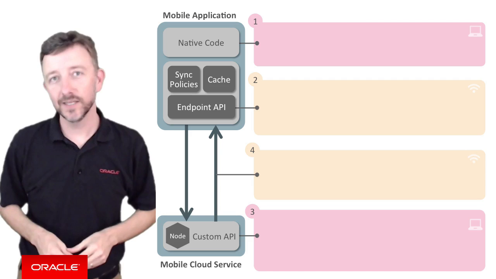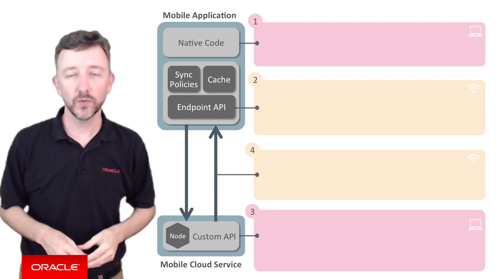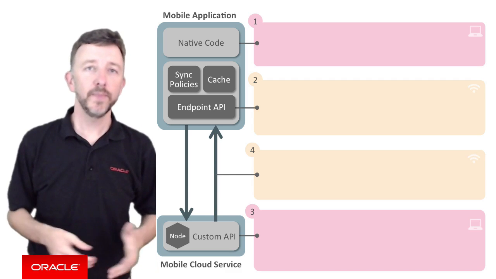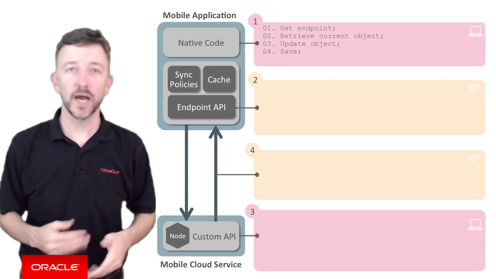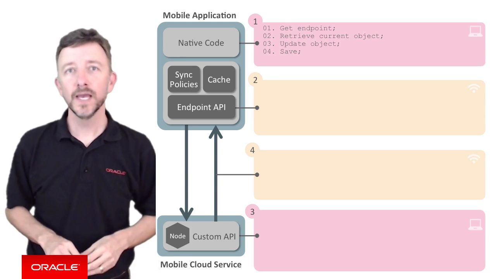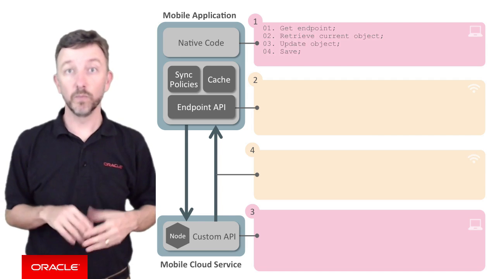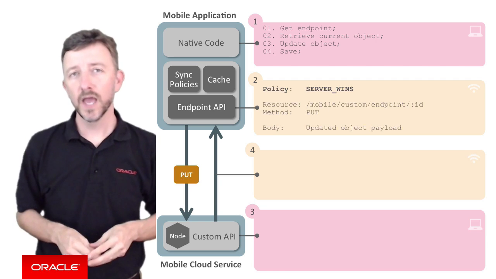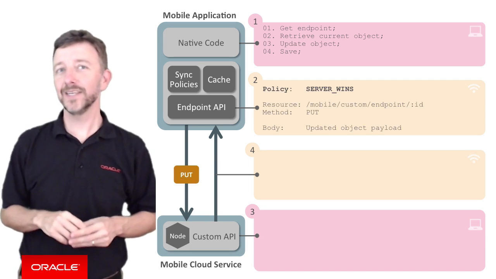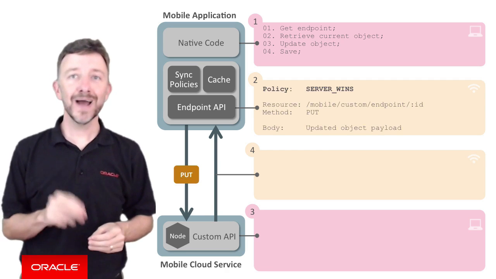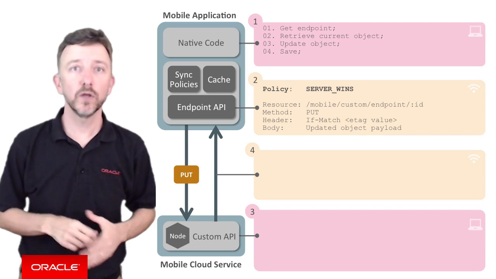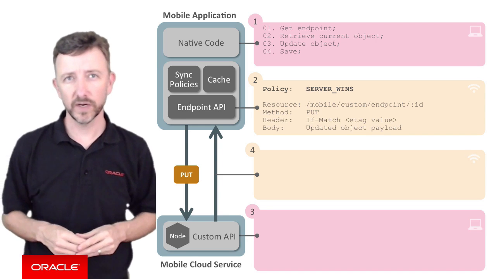So then let's consider the server wins policy when the user updates a record on the client. Like previously, the mobile programmer will use the endpoint API to retrieve an object from the local cache, update it, and then save it. In doing this, the endpoint API will form a PUT request to the server with a copy of the object to update on the server. However, importantly, in the server wins scenario, it would also include the If-Match header with a copy of the object's e-tag that was fetched when the object was originally synchronized from the server.